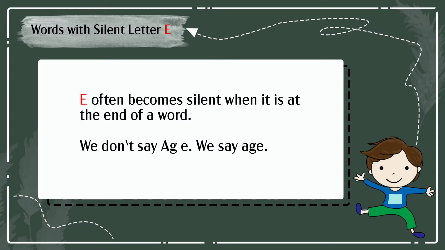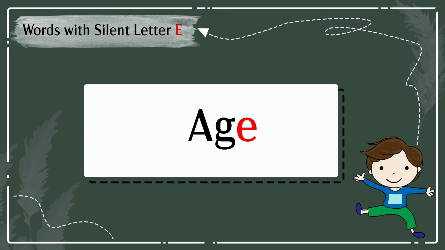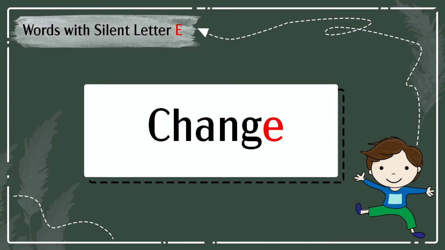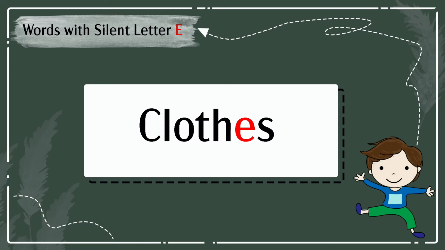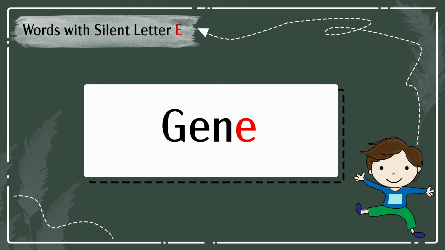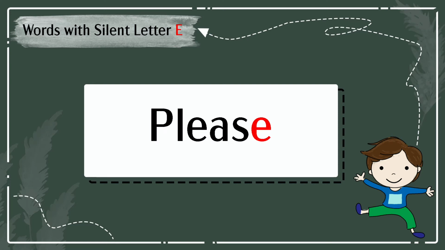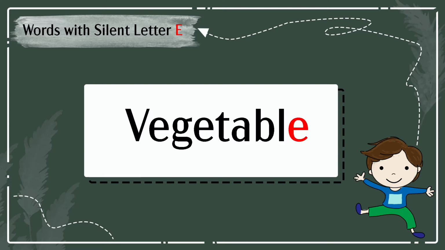Words with silent letter E. E often becomes silent when it is at the end of a word. We don't say age with a final E sound, we say age. Age. Breathe. Change. Close. Gene. Hate. Like. Love. Smile. Please. Vegetable.